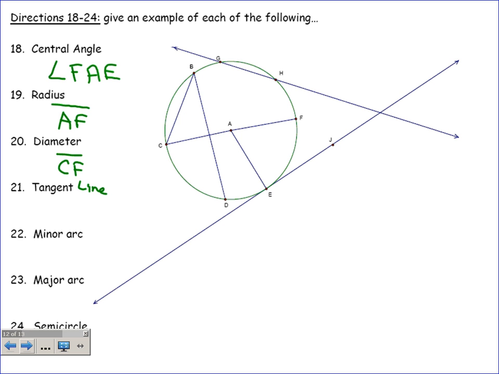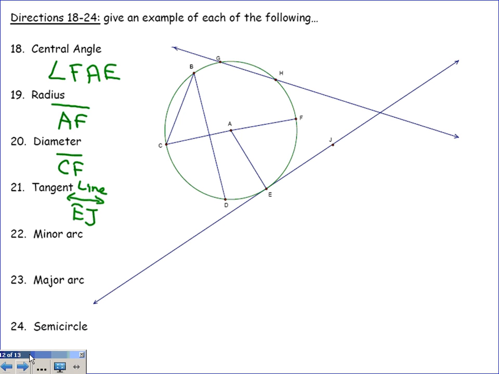There's a tangent line. Rashad, can you tell us a tangent line? Okay. You need 2 letters for it though. EJ. So you say EJ, and you have to make sure that you write the line symbol on top. It has to have a line symbol with the 2 arrows on it.